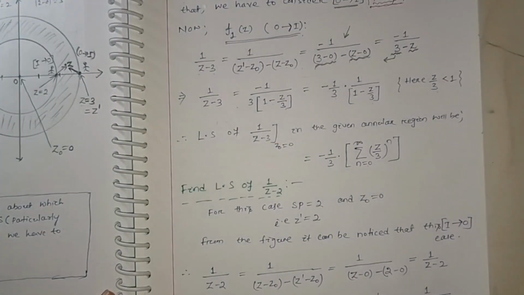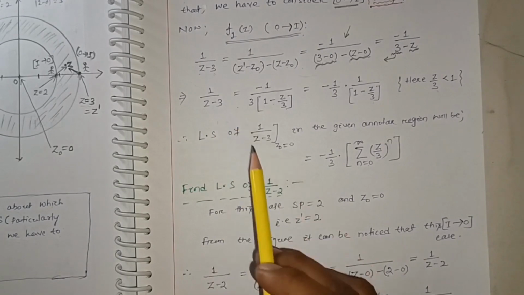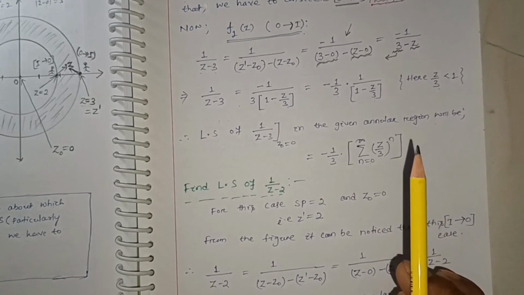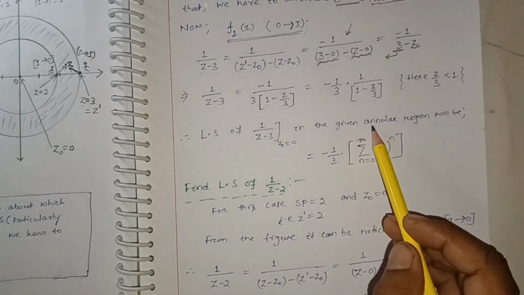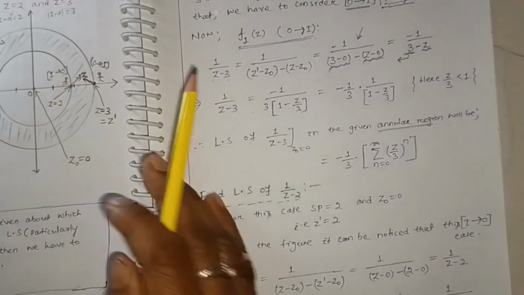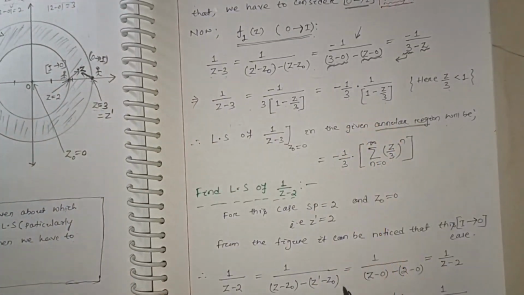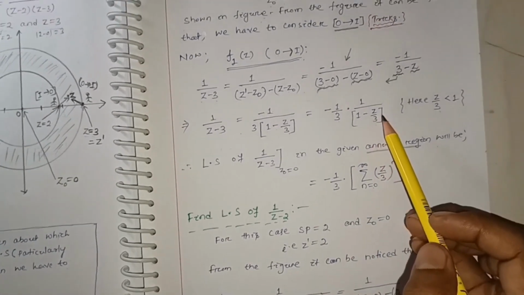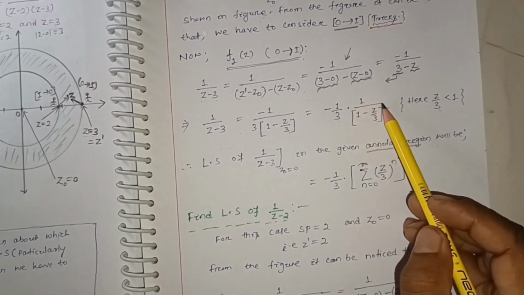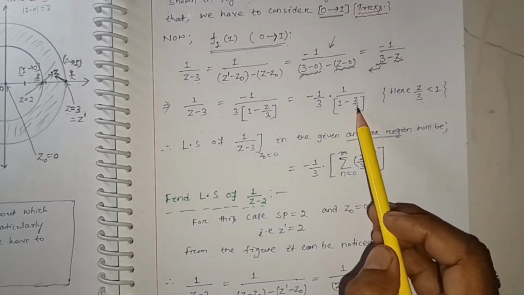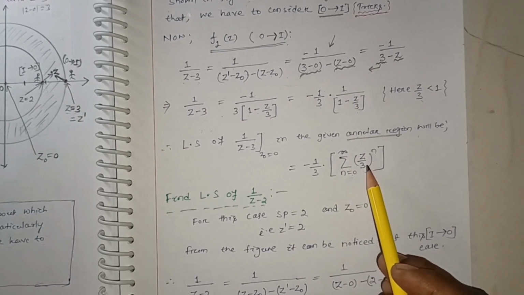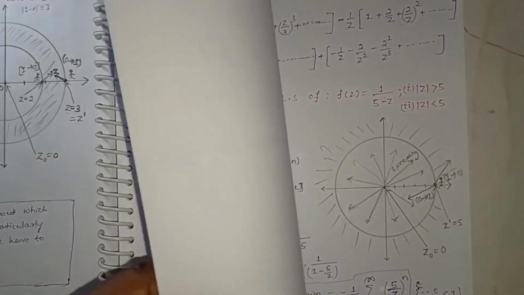So the Laurent series of 1 by z minus 3 about z0 in the given annular region. Here is the condition, in the given annular region. For this question, this is the annular region, which will be equal to minus 1 by 3 into... I directly wrote the series of this function. If z by 3 is less than 1, then we can directly write summation n equal to 0 to infinity (z by 3) to the power n.